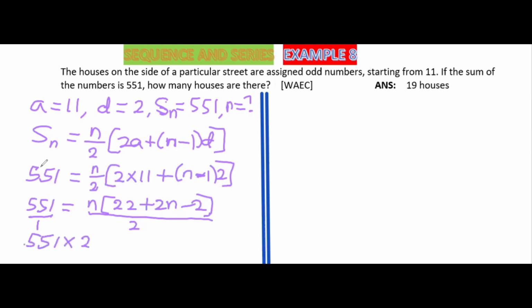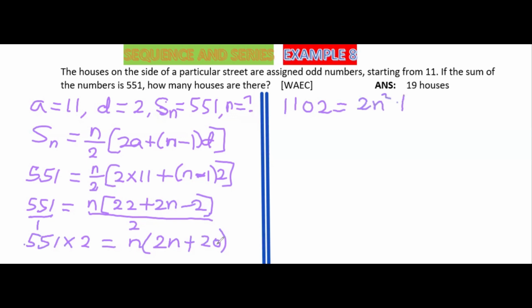And if it does, we have 551 times 2 equals n. We open the brackets. Inside the brackets, we have 2n plus 20, since 22 minus 2 is 20. From there, we open: 551 times 2 should give us 1,102, which equals, opening brackets here, 2n squared plus 20n.